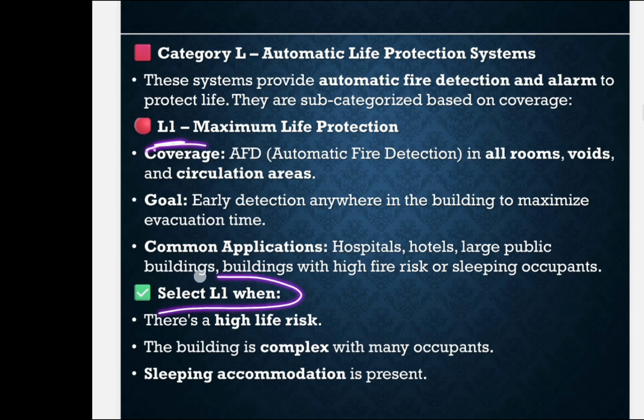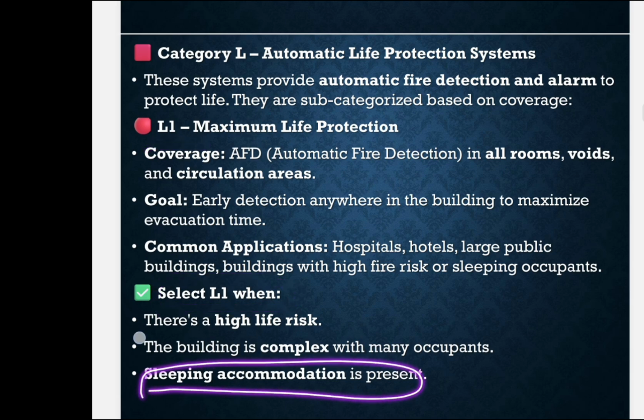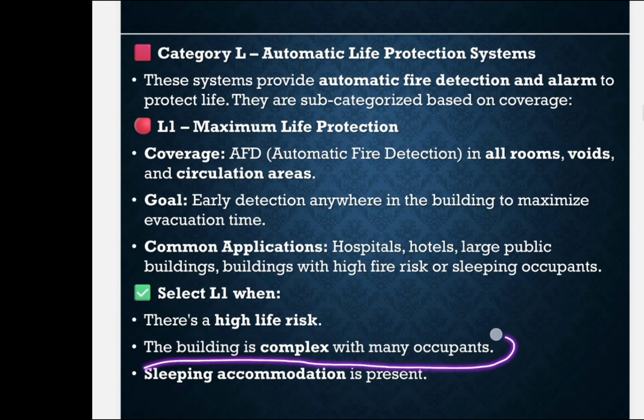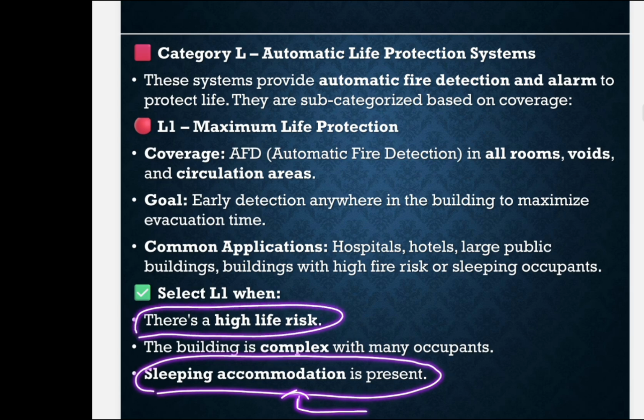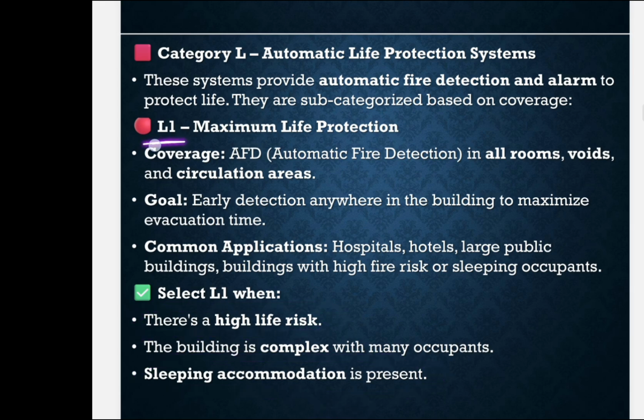Here it's mentioned where to select the L1 type of fire alarm system: where there are sleeping occupants, where there is a high risk to life, and in a complex building where many occupants are residing inside it. As L1 is the highest degree of fire alarm protection, we have to use this system for complex buildings where evacuation will be very difficult during the panic of a fire, where sleeping accommodation is present, meaning occupants are sleeping inside, and where there is a high life risk. So where can we use L1 type of protection?